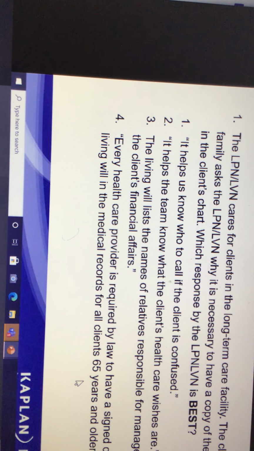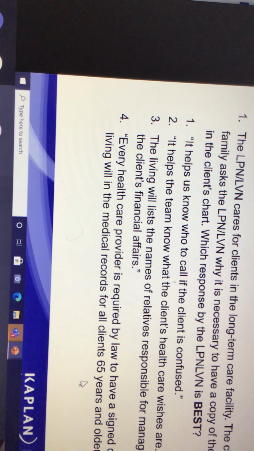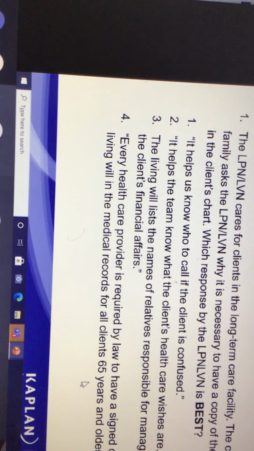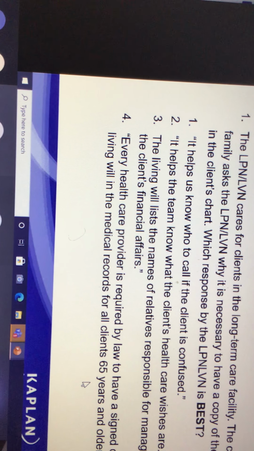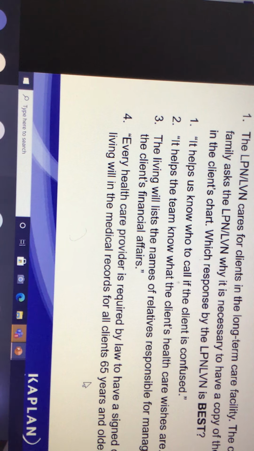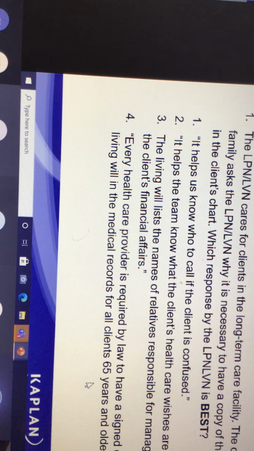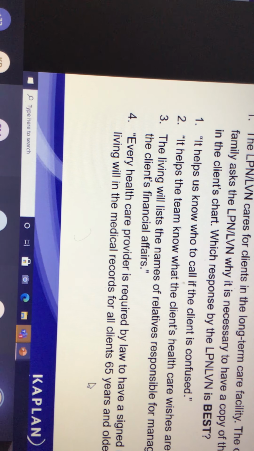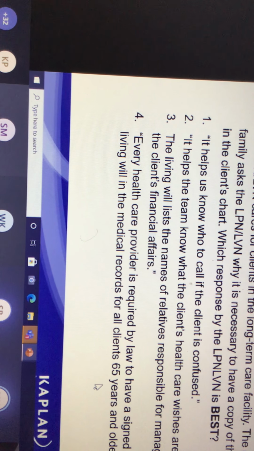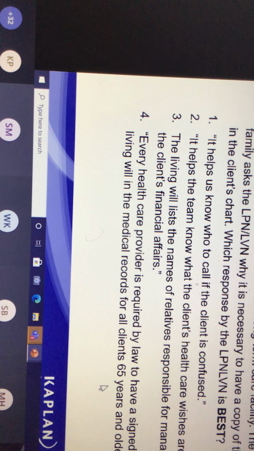We can only choose one. We have to keep them safe, and we have to stick with the topic. Which one of those is the best response about a living will for the client? What about number 1? No, get rid of it. What about number 2? Yeah, let's keep that one. That's pretty good. It helps the team know what the client's health wishes are. Yeah, that's exactly right. Let's keep it.